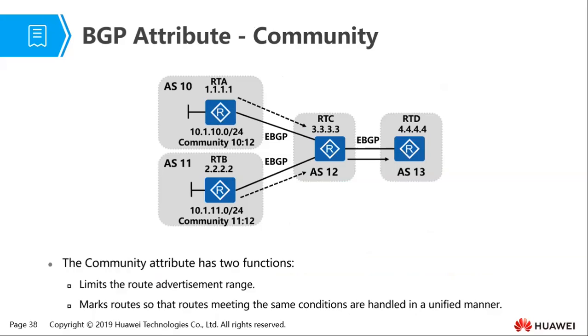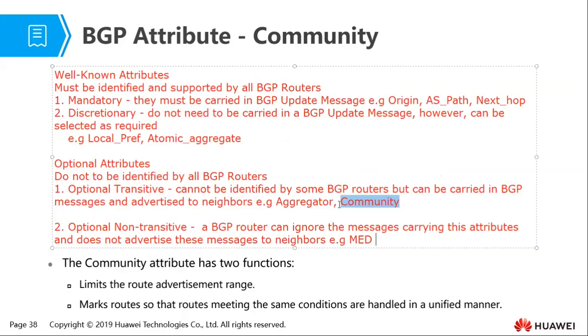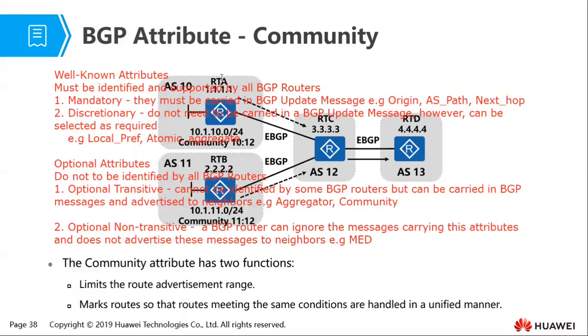Now let's look at the community attribute. The community attribute is an optional transitive attribute. So it's not a must that it is identified by all the routers. Just a few can identify it, but it can still be carried in BGP messages and advertised to neighbors, even though it's not identified.